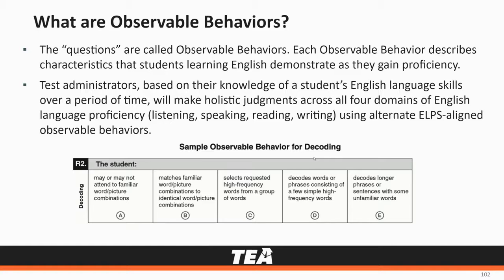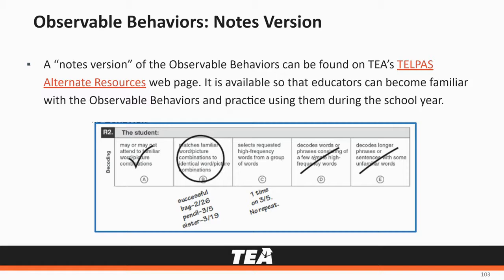So there's a sample below for decoding. And this is something that you can observe over multiple days. It doesn't have to be like we're going to do one decoding activity, so that one decoding activity is going to determine our placement. You might do multiple decoding activities and then see where she best falls. So a notes version can be found on the Alternative Resources webpage, and I can get you a copy of it. It's so that you can become familiar with observable behaviors and practice using them during the school year.